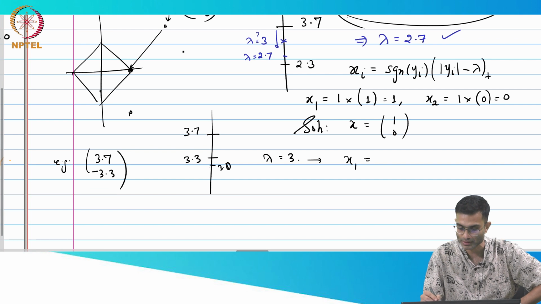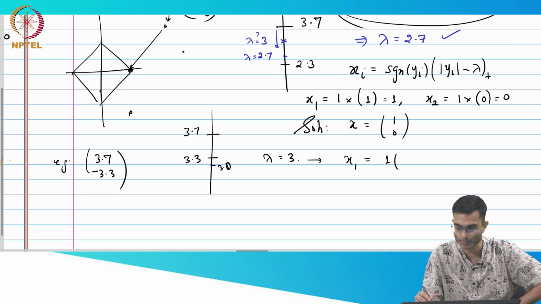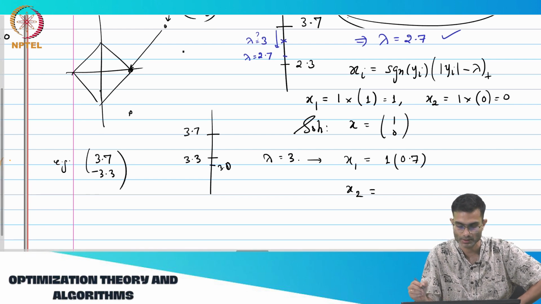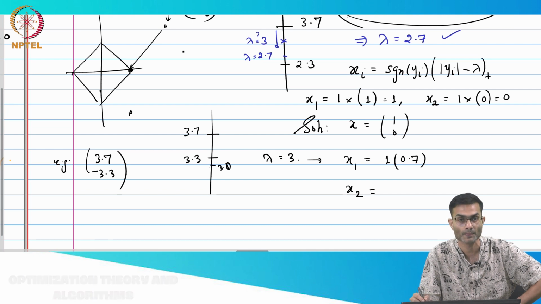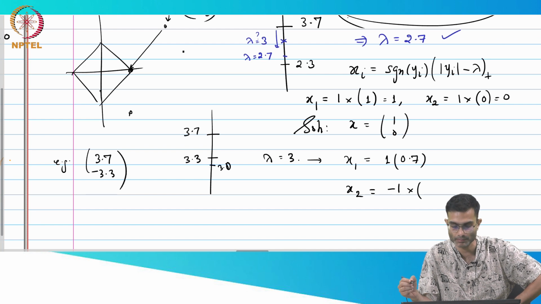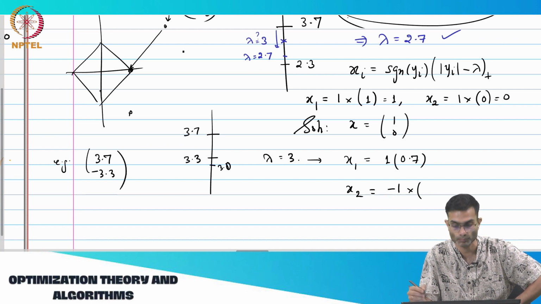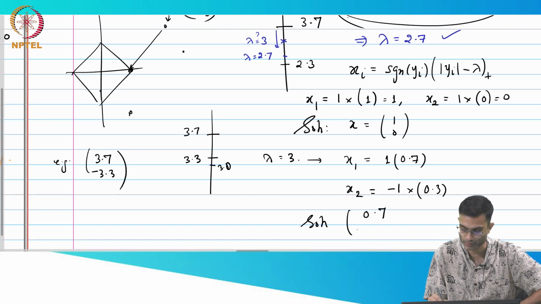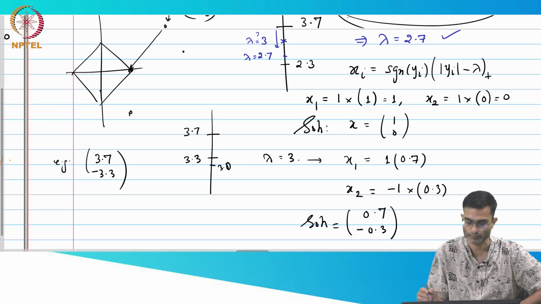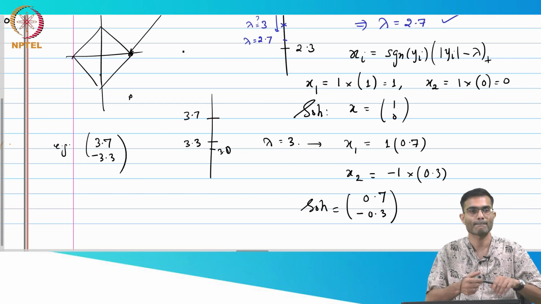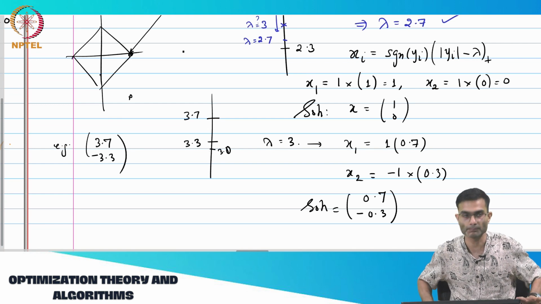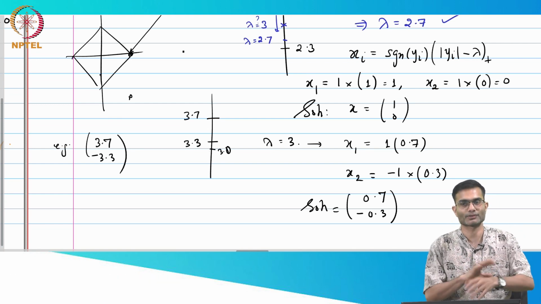x1 will be signum of 3.7, which is 1, into 3.7 minus 3, which is 0.7. x2 is signum of minus 3.3, which is minus 1, into mod 3.3 minus 3, which is 0.3, right. So, the solution is (0.7, minus 0.3), okay. So, this is simple enough that you could actually write a clever enough piece of code that does it.